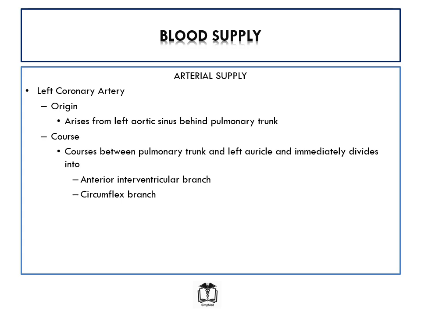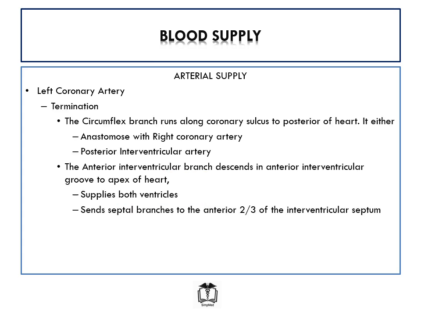Let's talk about the left coronary artery. The left coronary artery arises from the left aortic sinus behind the pulmonary trunk, just directly above the aortic valve. After it emerges, unlike the right coronary artery, the left coronary artery splits almost immediately. As it emerges, it first courses between the pulmonary trunk and left auricle, and then immediately divides into two major branches. These branches include the anterior interventricular branch and the circumflex branch.